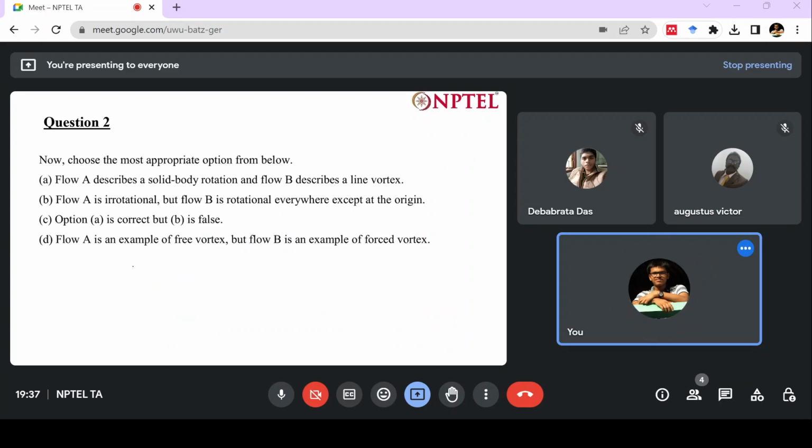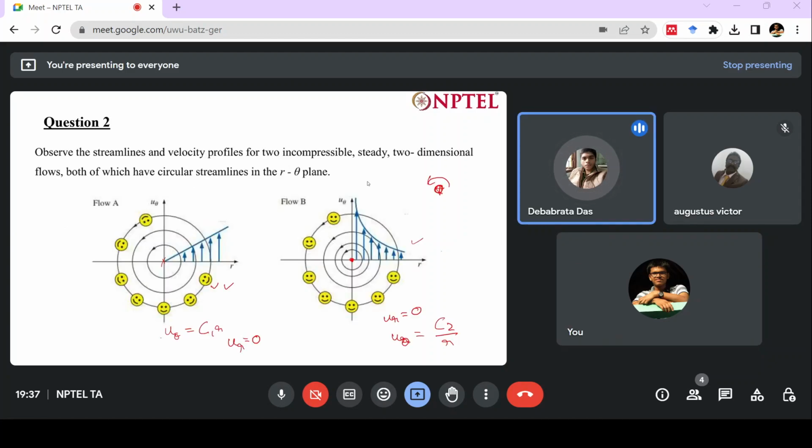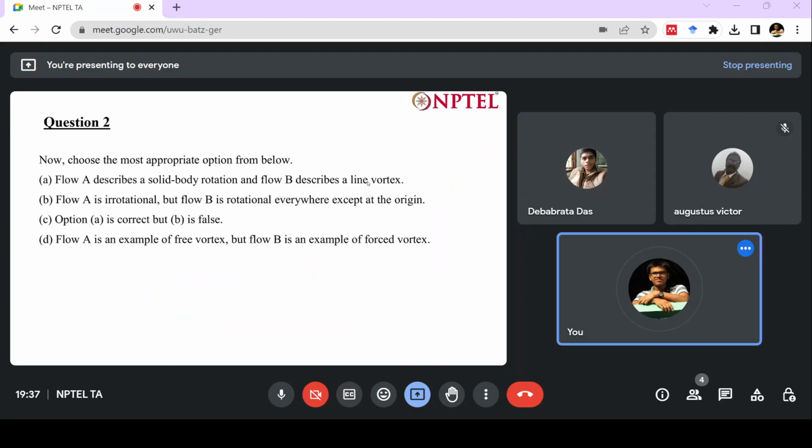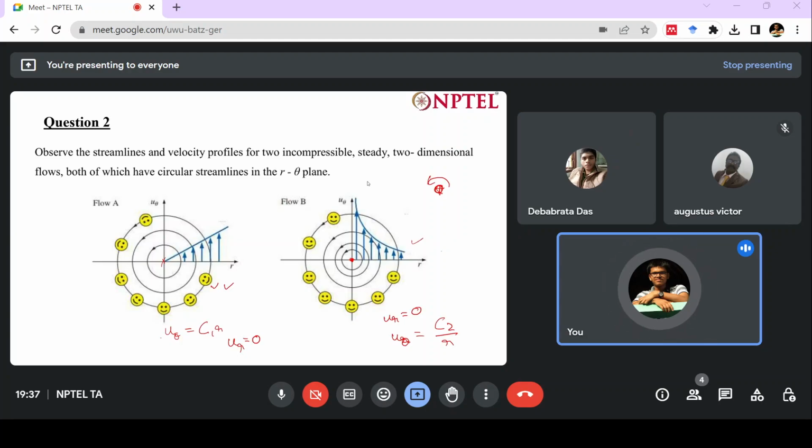What is the question? Whatever I just talked about, they have given it in the question form. Choose the most appropriate option below. Flow A describes a solid body rotation, and flow B describes a line vortex. So is this true? A is a solid body rotation, but B is not a line vortex. If you have a line vortex actually at this particular point, what is a line vortex first of all?